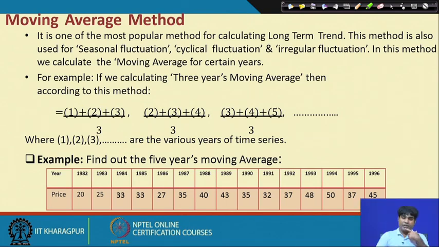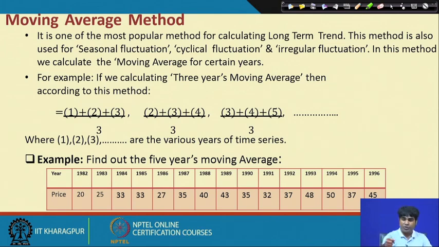Certain examples are there, actually we can use different mechanisms. For instance, there is a simple average mechanism. Say there is yearly information for a particular item, such as sales or production, and you would like to do the forecasting. One of the simple mechanisms is called the moving average mechanism. You can go for a 3-year moving average, 5-year moving average, or 7-year moving average.